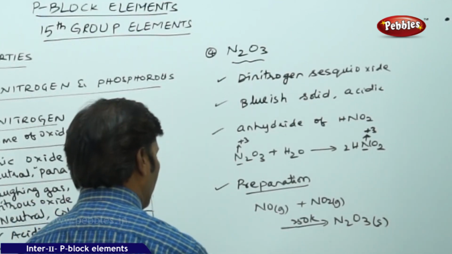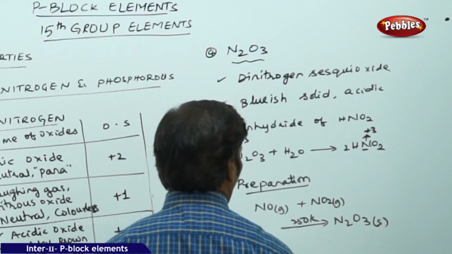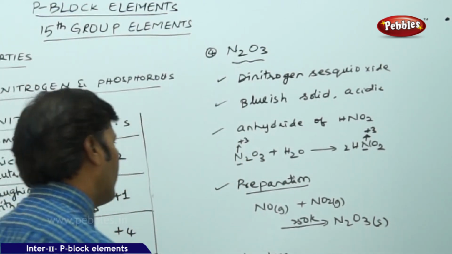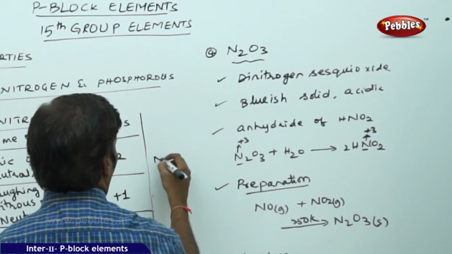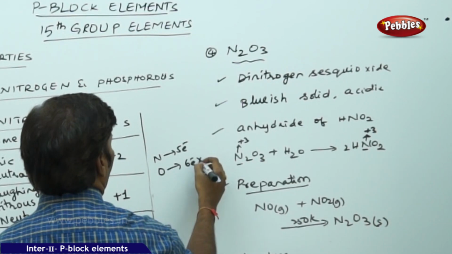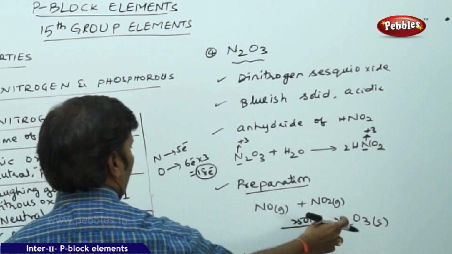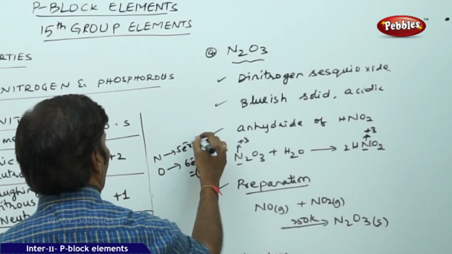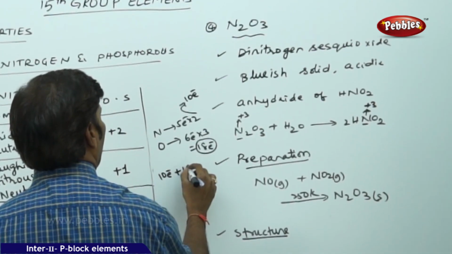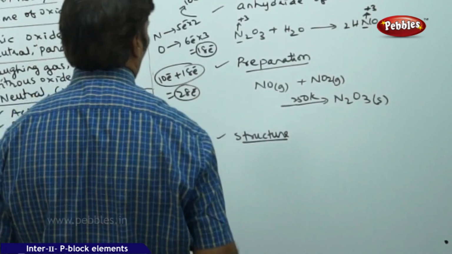And for the structural aspects, if you apply the Lewis electron dot structure, we have 2 nitrogens and 3 oxygens. Each nitrogen has 5 valence electrons and each oxygen has 6 valence electrons. So 6 into 3 gives 18 electrons for 3 oxygens, and 5 into 2 gives 10 electrons for the 2 nitrogens. So 10 plus 18, you get a total of 28 electrons in the Lewis electron dot structure.